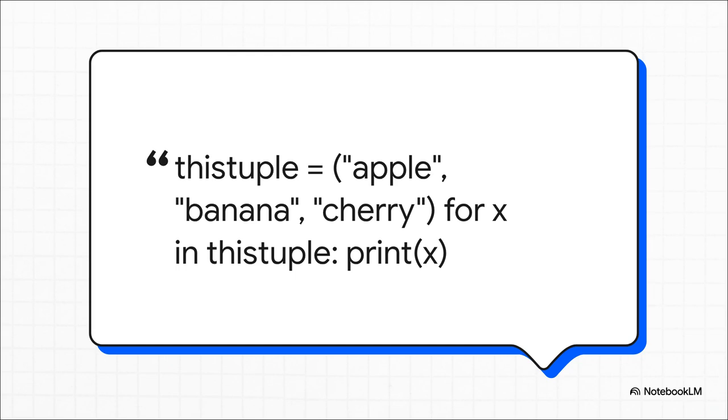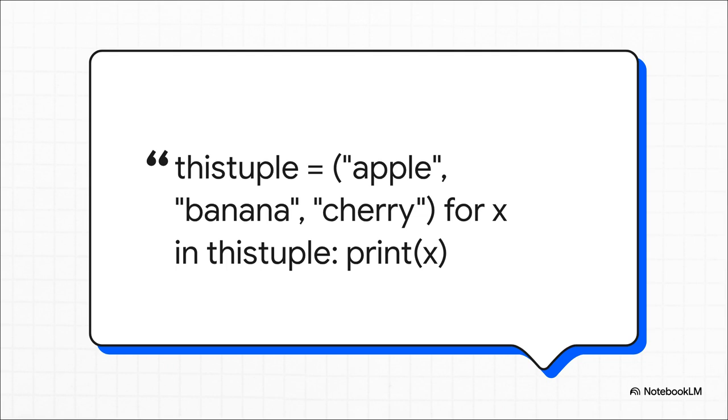Super simple. First, we've got our tuple with apple, banana, and cherry. Then the magic happens in that for loop. See how it reads? For x in this tuple. It's almost like plain English. It's just saying for every item in my tuple, let's call it x for a moment, and then print it.